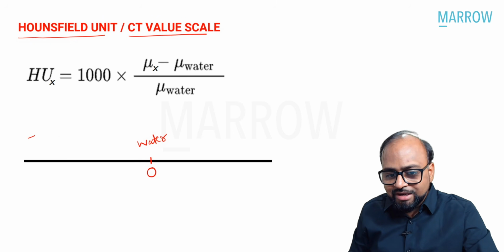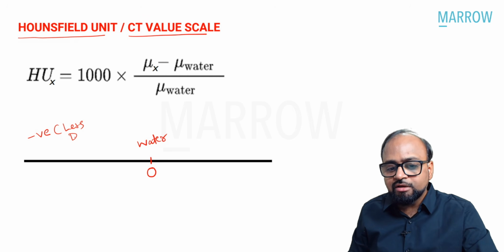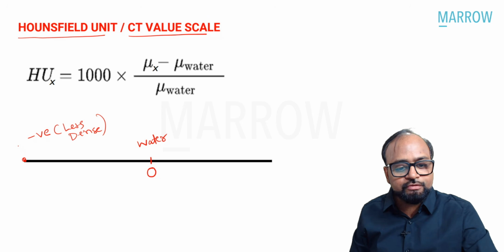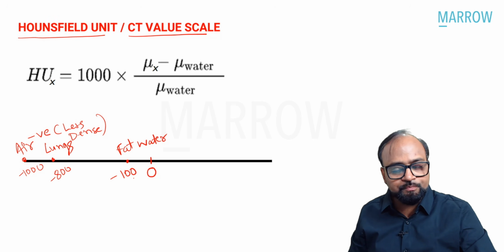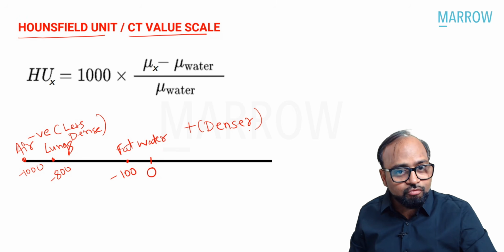This is the negative side of the scale, where all the tissues which are less dense than water will lie, namely the least dense component of the body. What is it? It is air, at around minus 1000 HU. Close to it, you will find lungs at around minus 800 HU, and fat is somewhere over here at around minus 100 HU. This is the positive side of the scale, where all the tissues in the body which are denser than water will lie.